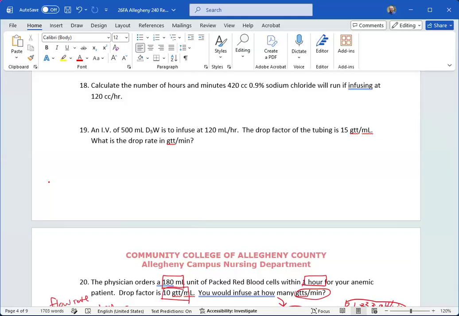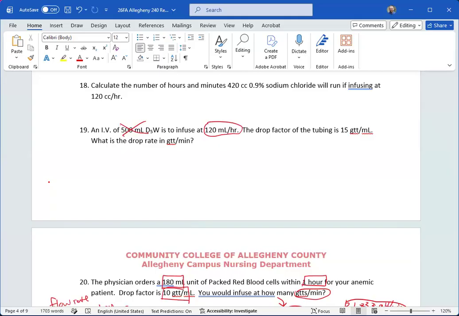It says you have an IV of 500 milliliters dextrose 5% water to infuse at 120 milliliters per hour, and the drop factor of the tubing is 15. What is the drop rate in drops per minute? So as I mentioned before, we need two pieces of information. We need flow rate and we need drop factor. You'll notice that this is the flow rate. So I do not need to worry about how much IV there is. I just need to know what the rate is.